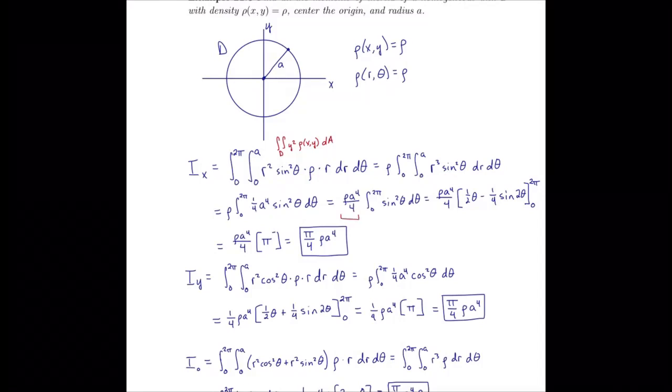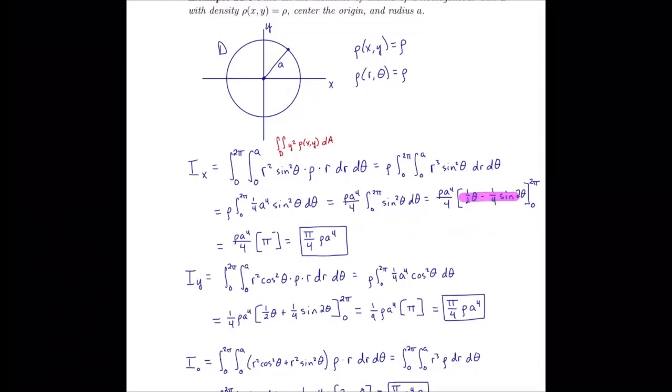Rho a to the 4th over 4, and now we have the integral of sine squared theta from 0 to 2 pi. Well, for the integral of sine squared theta, either use the half angle identity, sine squared theta equals 1/2 minus 1/2 cosine 2 theta, to swap it out and integrate the right-hand side, or you just remember the integral of sine squared theta, or look it up from a table, that it is equal to what we have on the next line in the equality.